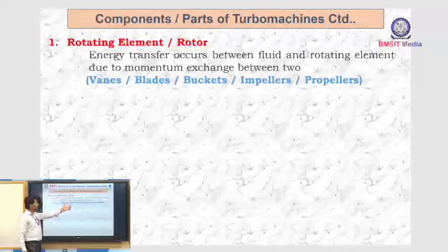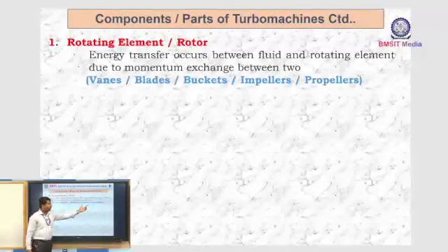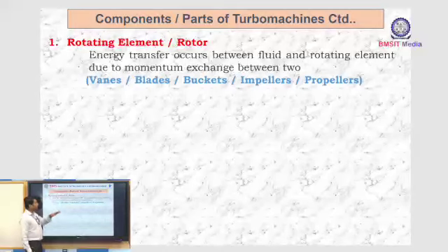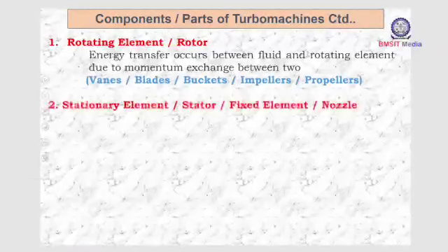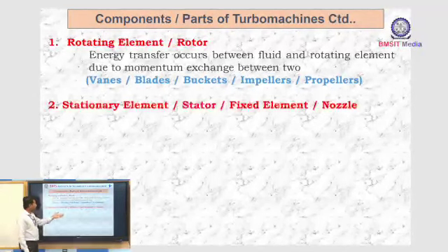For example, the rotor is called buckets in the impulse turbine, that is the Pelton wheel turbine; impellers in centrifugal pumps; propellers in the Kaplan turbine; blades in windmills as well as the fan; and vanes in the centrifugal pump or the Francis turbine. Like that, depending upon the device, we call the rotor by different names. The next part is not mandatory, but it is required for a few of the turbo machines.